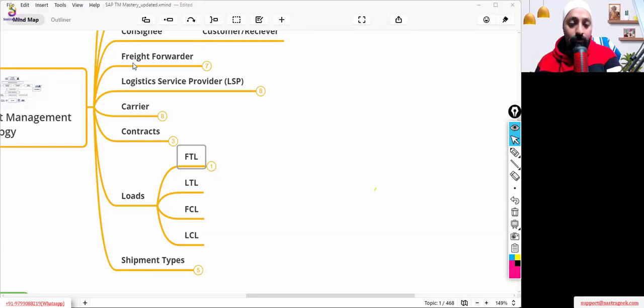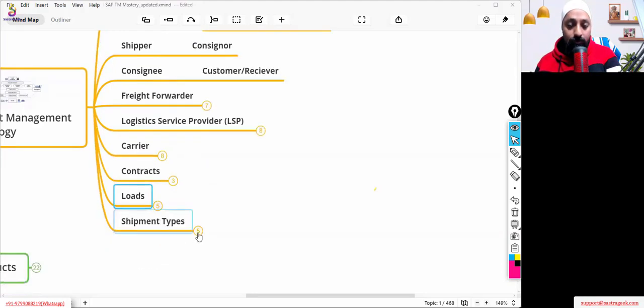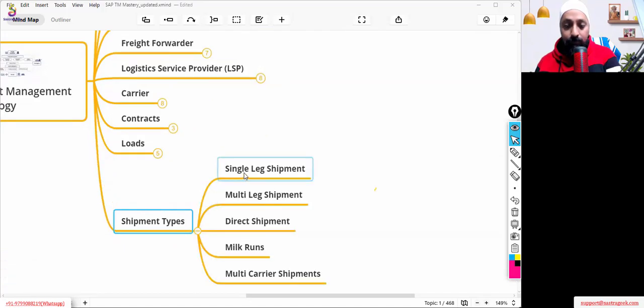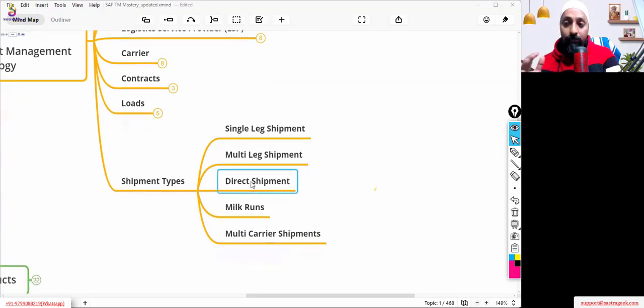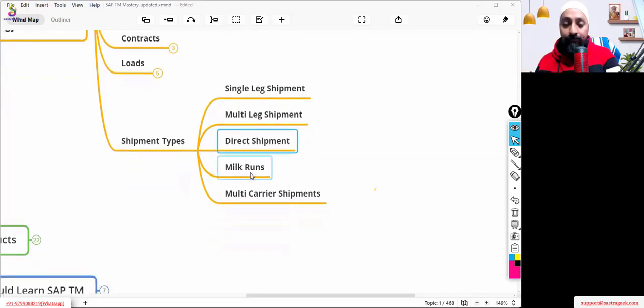Okay, so shipment types. We have a single leg shipment. I have explained the single leg road. Multi-leg also I have explained. Between, ocean would be there. So first truck leg, second ocean leg, and third truck leg. That can be the multi-leg shipments. There can be a direct shipment. A direct shipment is where your vendor is directly delivering to the customer. So rather than you sending it to the customer, your vendor is delivering it to the customer. That's called a direct shipment.